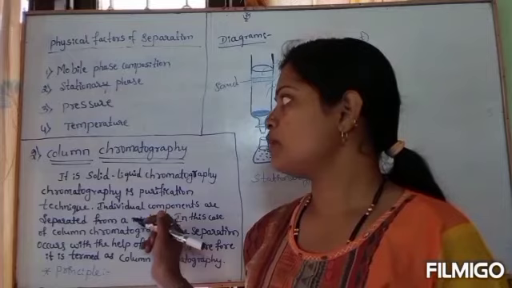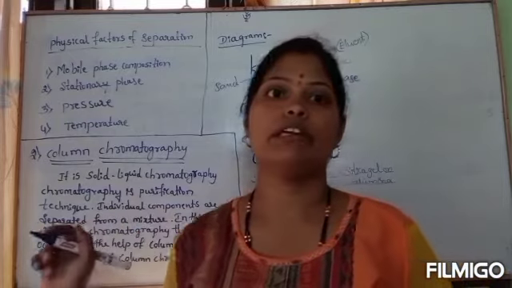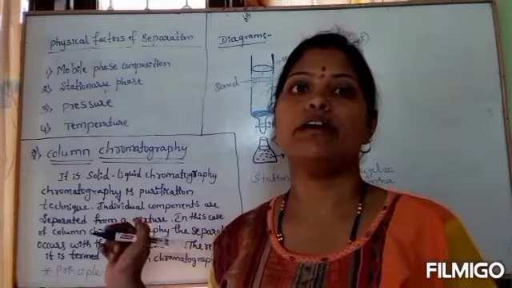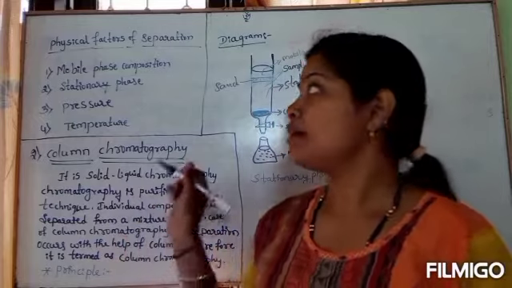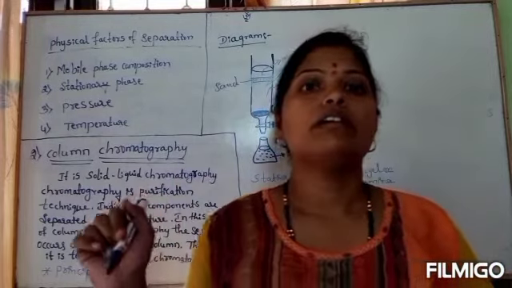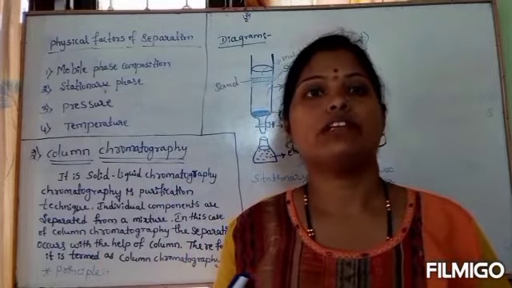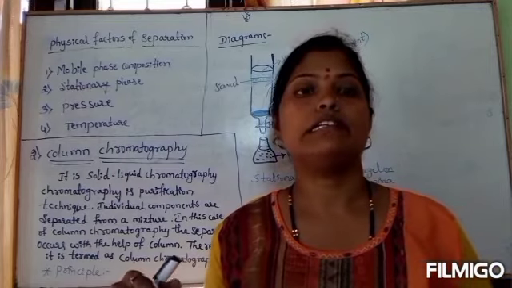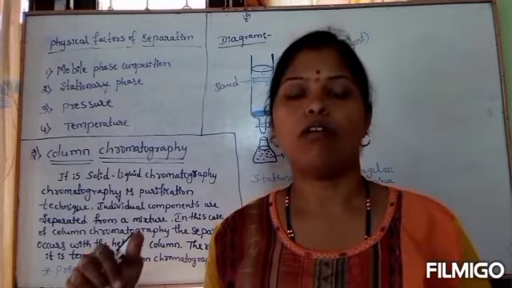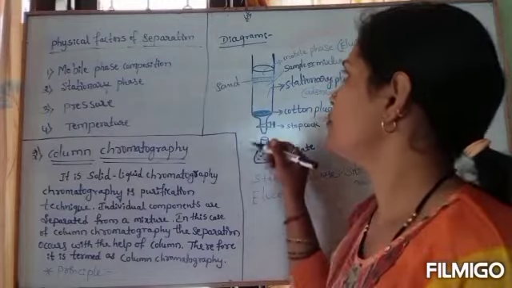The main principle of column chromatography is the separation technique using a glass column, which is packed with a solid stationary phase, and the mobile phase is continuously flowing through the column. See the simple diagram of the column chromatography.